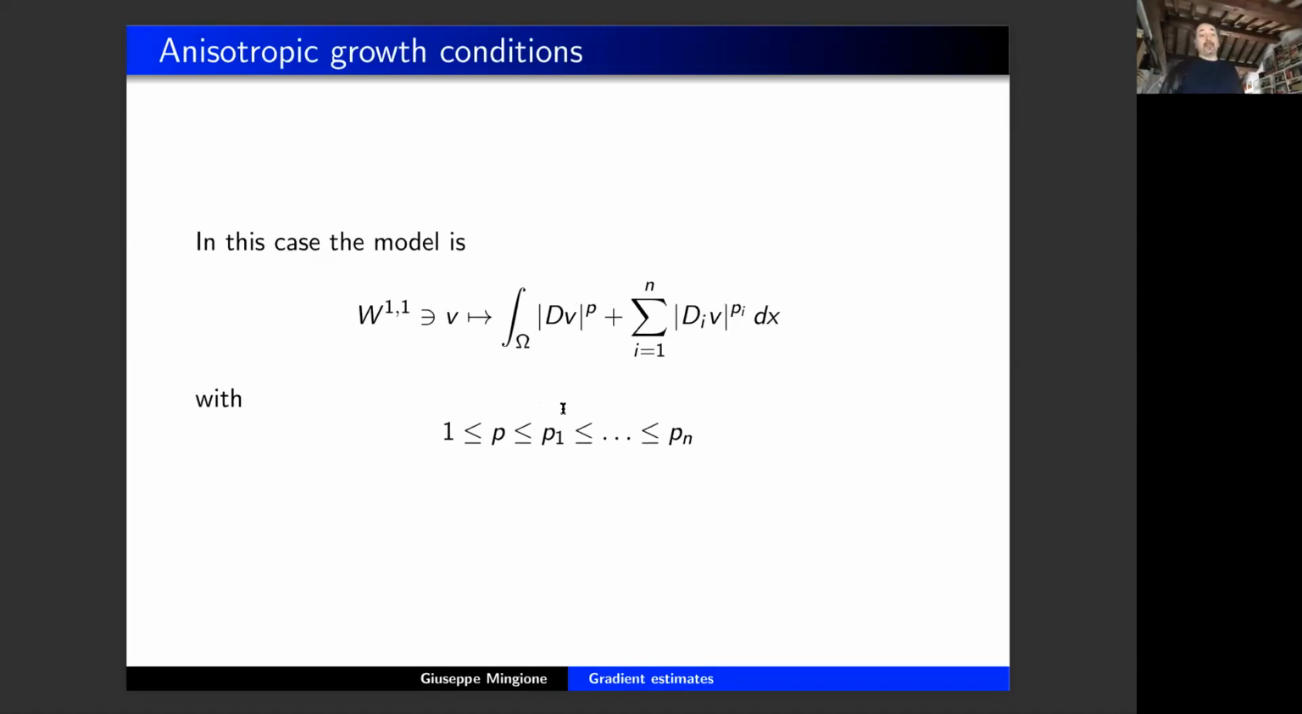Yet another structure is that of anisotropic growth conditions. And this was first pioneered by Marcellini in a paper of '87, but I'm coming to this later. And you see here, you're penalizing every partial derivative with its own different exponent. So globally, you cannot bound the energy with the same exponent from below and from above.